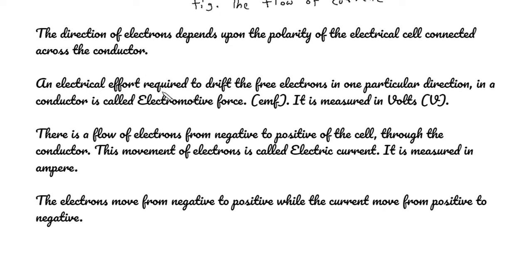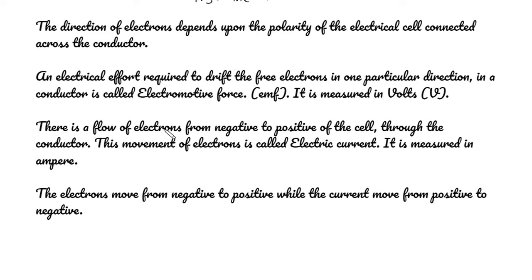An electrical effort required to drift the free electrons in one particular direction in a conductor is called electromotive force, or in short EMF. It is measured in volts. There is a flow of electrons from negative to positive of the cell through the conductor. This movement of electrons is called electric current. It is measured in ampere. The electrons move from negative to positive while the current moves from positive to negative.